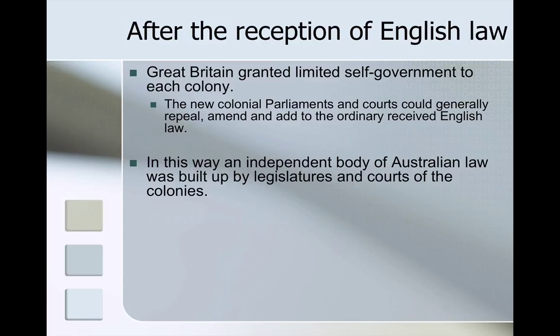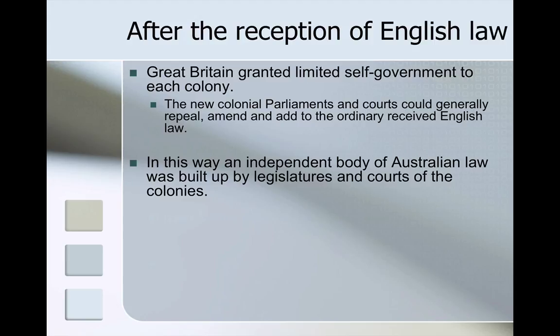And this was because Great Britain granted limited self-government to each colony. So this meant that the various colonies throughout the continent of Australia had their own parliaments and courts, and they were generally free to repeal, amend, or add to that ordinary English law that had been received at the time of 1788. And so over the following decades, we began to see a notion of Australian law develop that was separate to exactly what the law was in Great Britain.